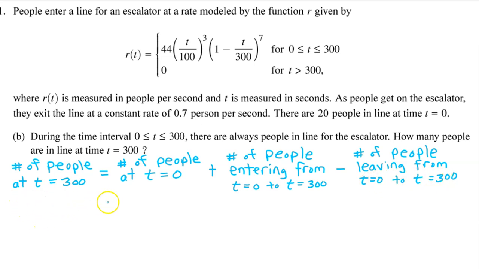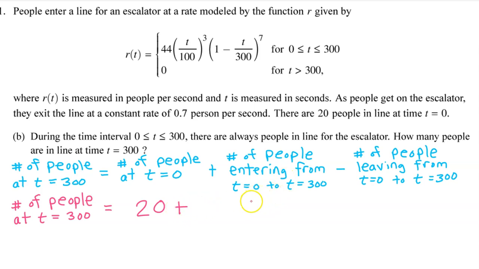Hopefully this strikes you as common sense. The number of people at any given time should equal the initial number of people plus the number of people who came minus the number of people who left. In the setup, we are told that there are 20 people in line at time t equals 0. So the number of people at t equals 0 is 20. We can go ahead and put that right there.